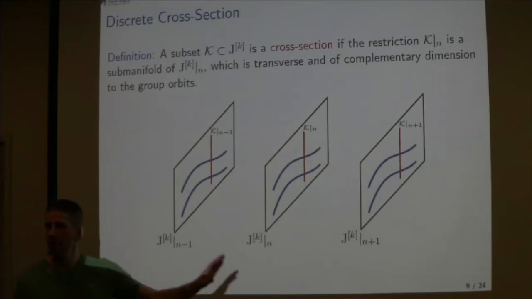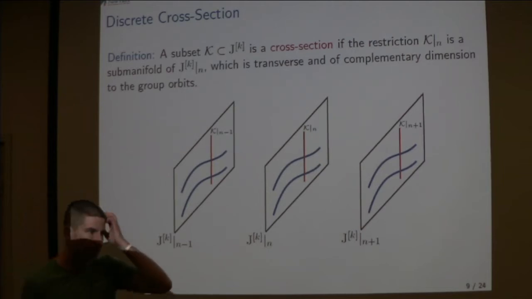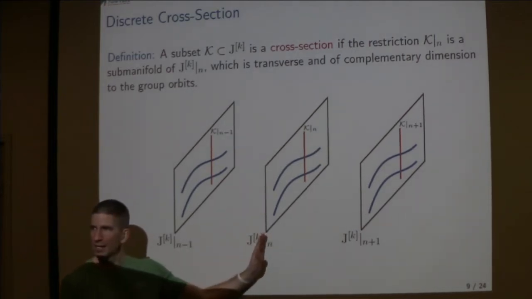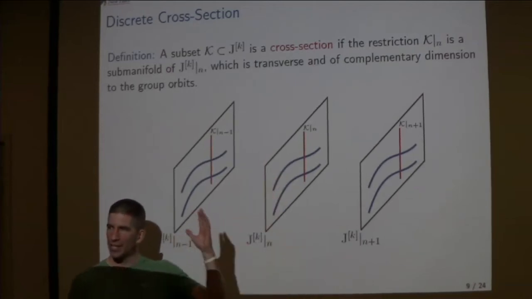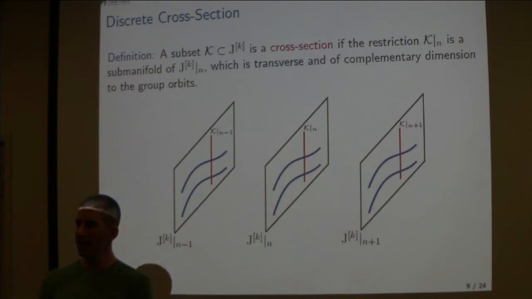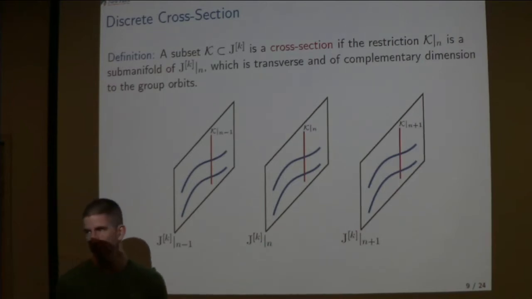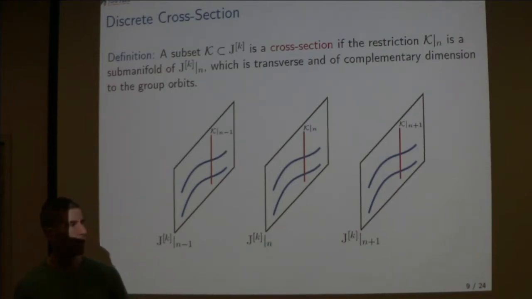The thing is that n is an integer. Yes, it is an integer. So if we fix a given n, the fiber over a fixed n is a manifold, and then we can talk about what a cross section is in that setting. It's just the standard definition of a cross section relative to the orbits.